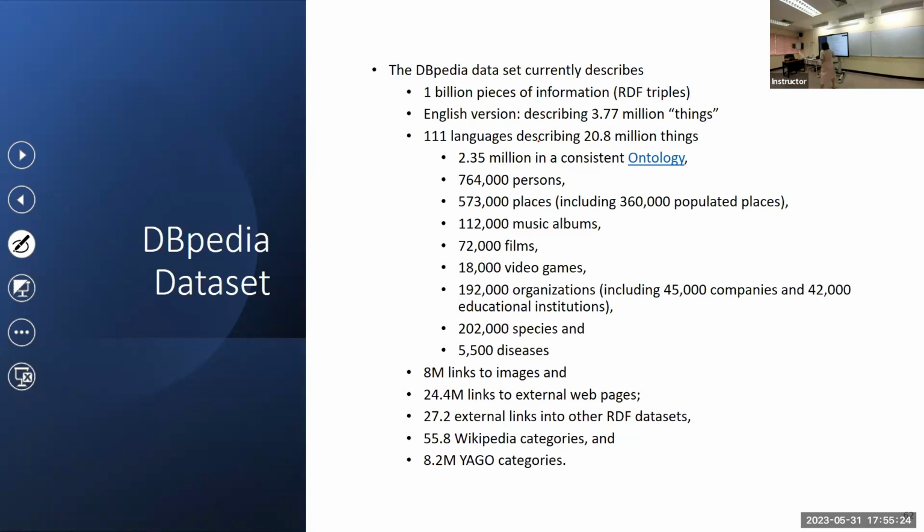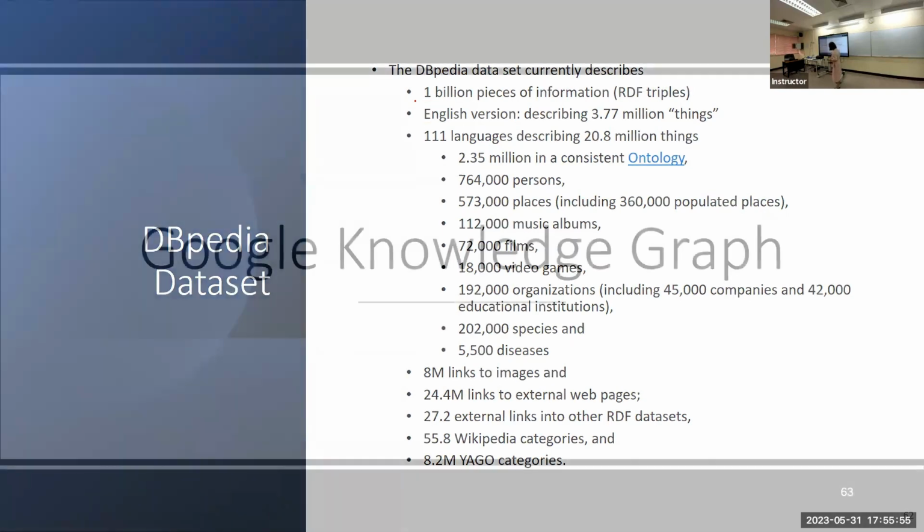And from several years back, this is some statistics, okay, that the DBpedia data set in the linked data format is about this size: 1 billion triples, 111 languages, and these many resource descriptions that it catalogs in the collection and so on and so forth.